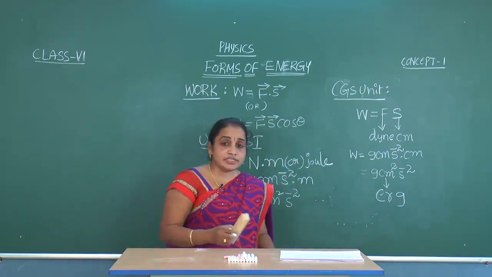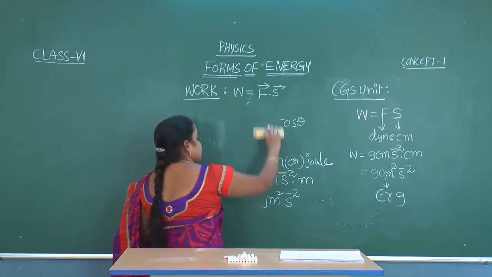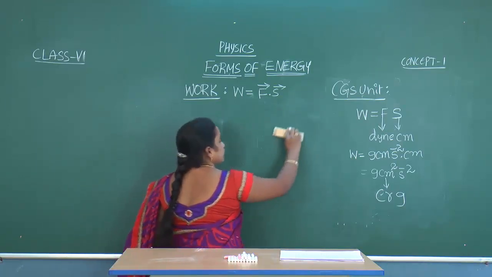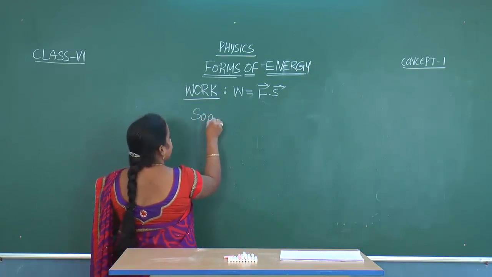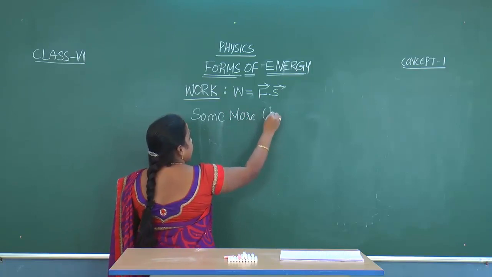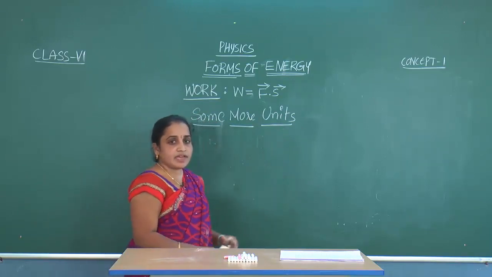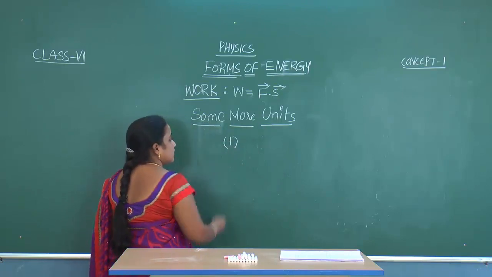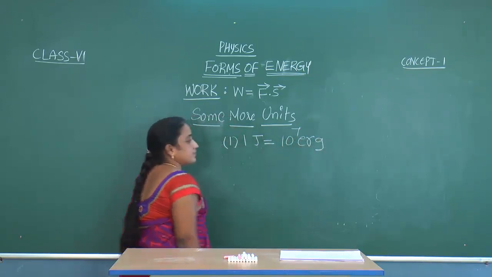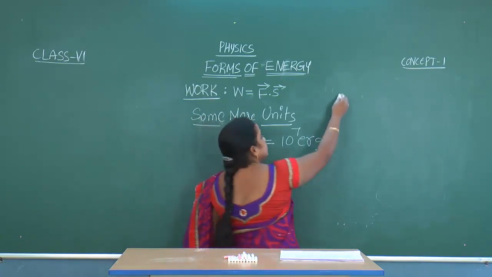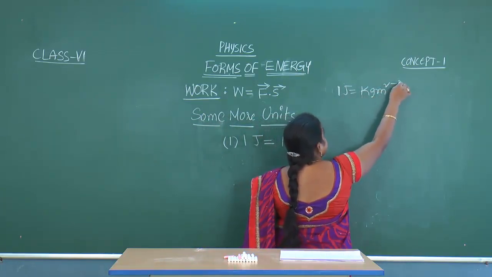So still some more units of work done we are having. So what are those some more units of work done? One joule can also be written as 10 power 7 erg. How can we write that? As we came to know, one joule is equal to kilogram meter square s power minus 2.